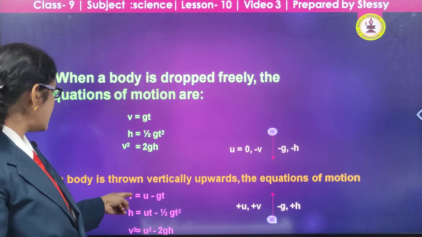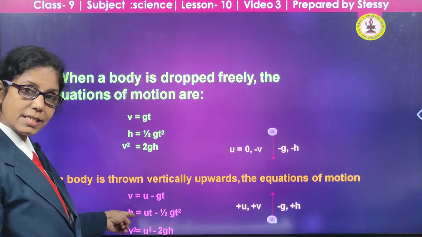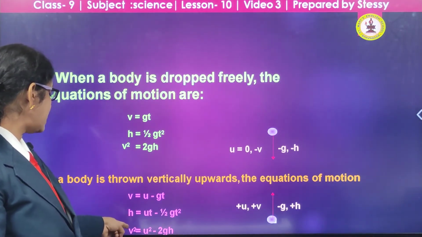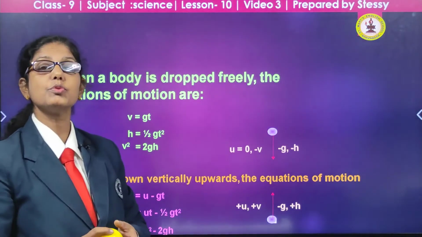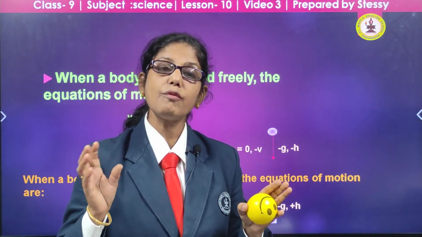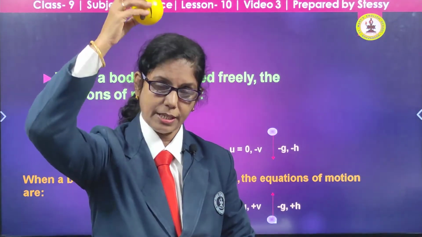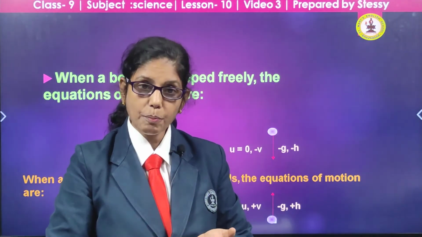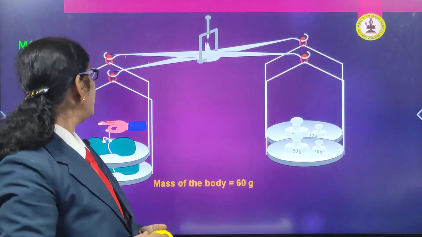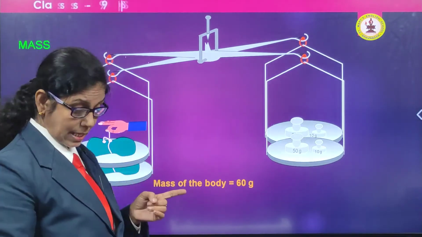Therefore, the first equation is v is equal to u minus gt. The second equation is h is equal to ut minus half gt squared. The third equation is v squared is equal to u squared minus 2gh. So these are the equations of motion for a body in vertical motion, that is downward motion, dropped, and when it is thrown vertically upwards.